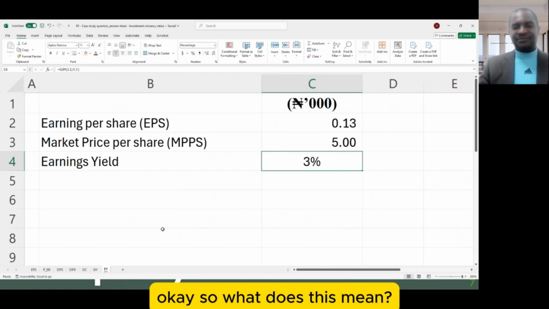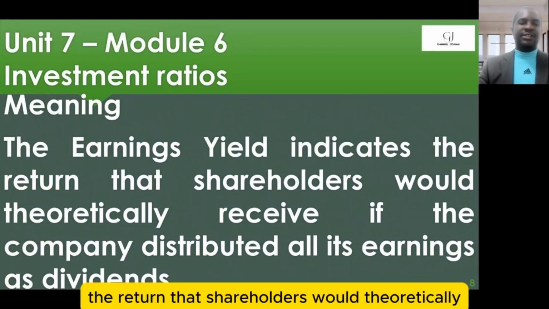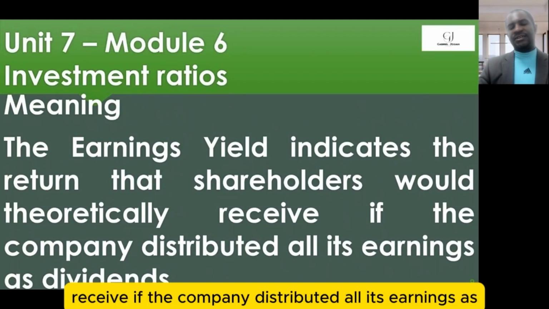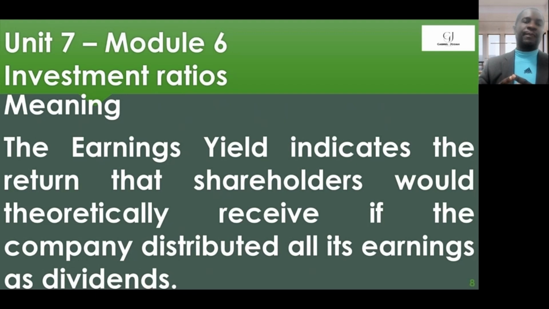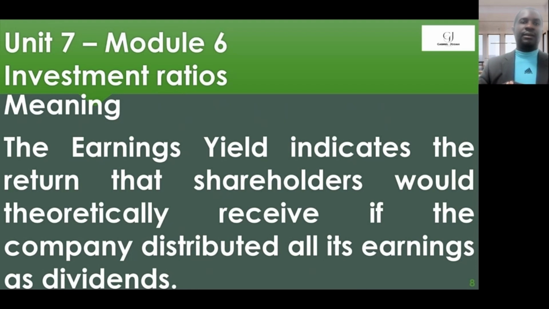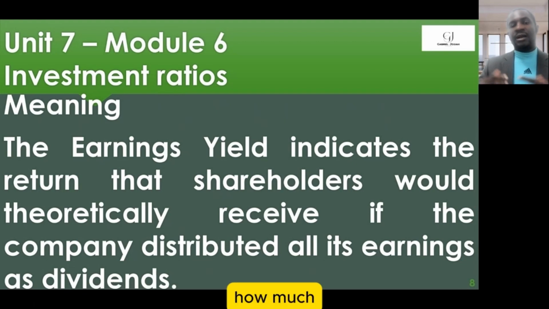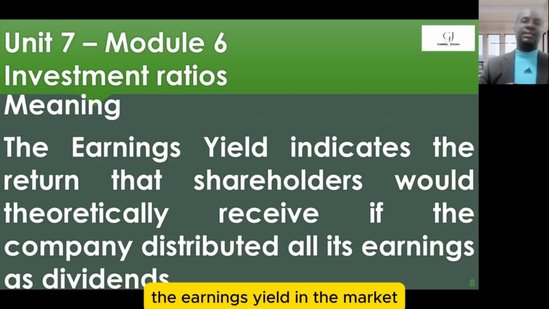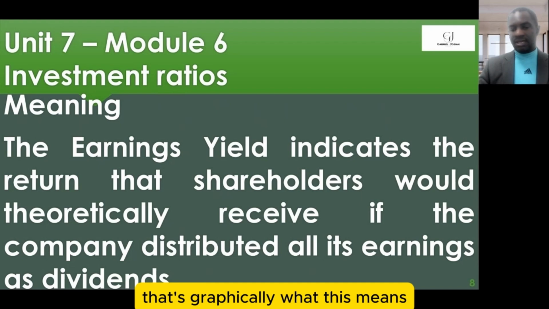Okay, so what does this mean? The earnings yield indicates the return that shareholders would theoretically receive if the company distributed all its earnings as dividend. So theoretically means not the actual amount, but after the preferred dividend had been deducted from the net income on the bottom line, if 100% was distributed as dividend, how much would the earnings yield be in the market compared to the stock market price? That's graphically what this means.